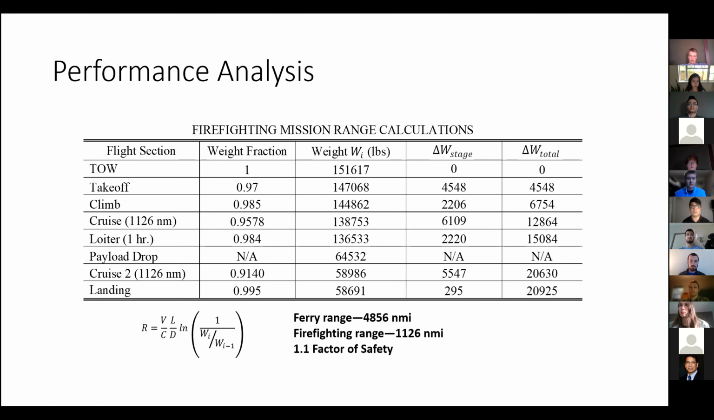After this, we checked the range for both missions using the equation presented at the bottom left, which depends on specific fuel consumption, lift over drag at the flight section, and crucially the weight fraction. And we did this for both the firefighting and the ferry mission. We come to a ferry range of 4,856 nautical miles and a firefighting range of 1,126 nautical miles. So both exceed the project requirements. We use a 1.1 factor of safety for weights in this estimate.